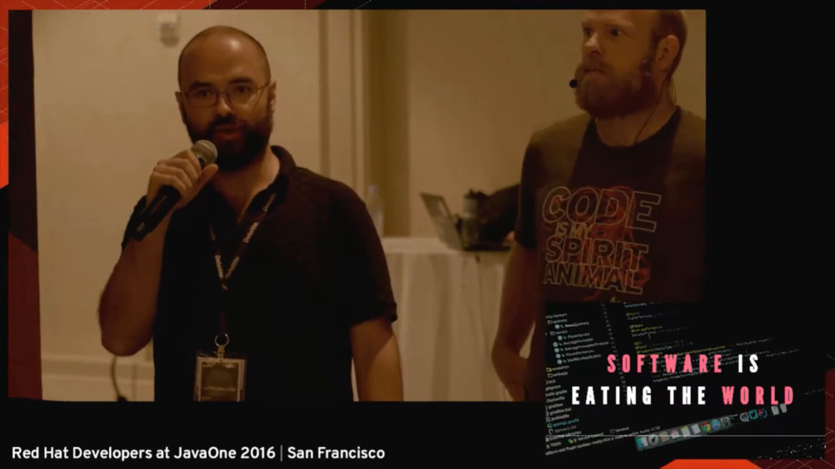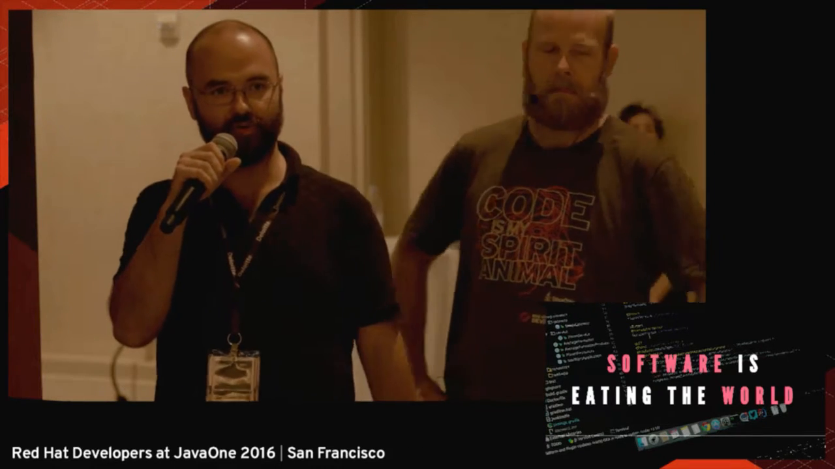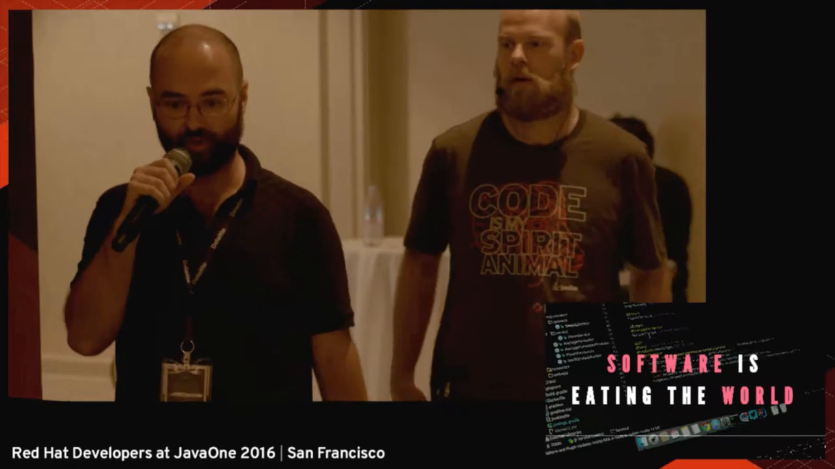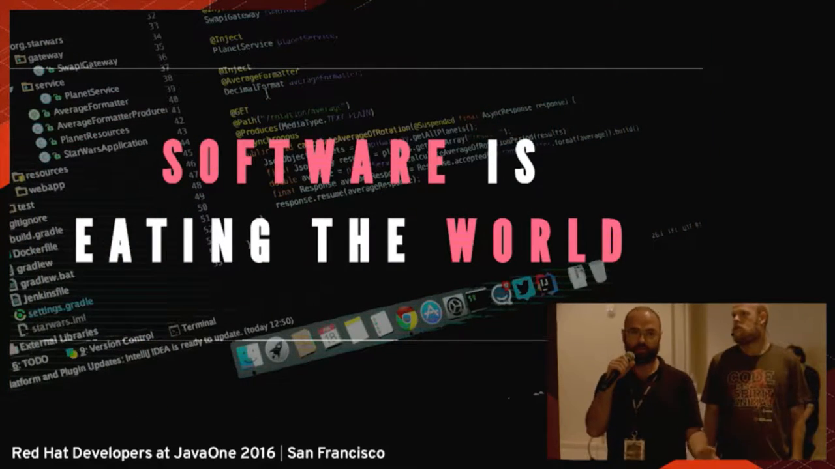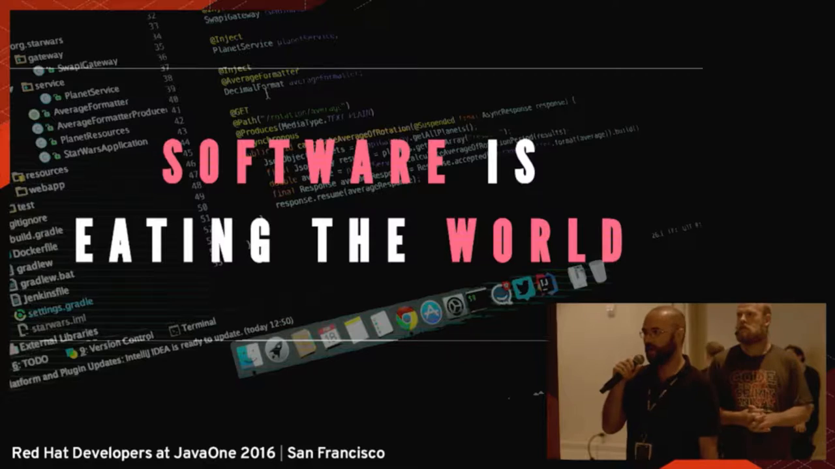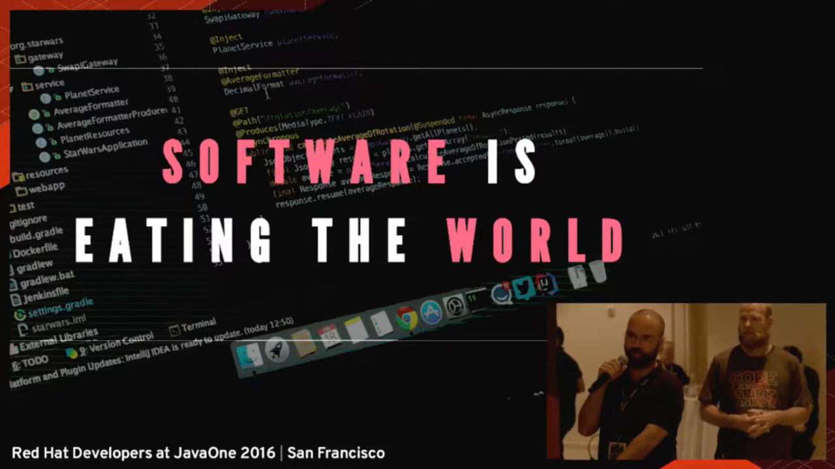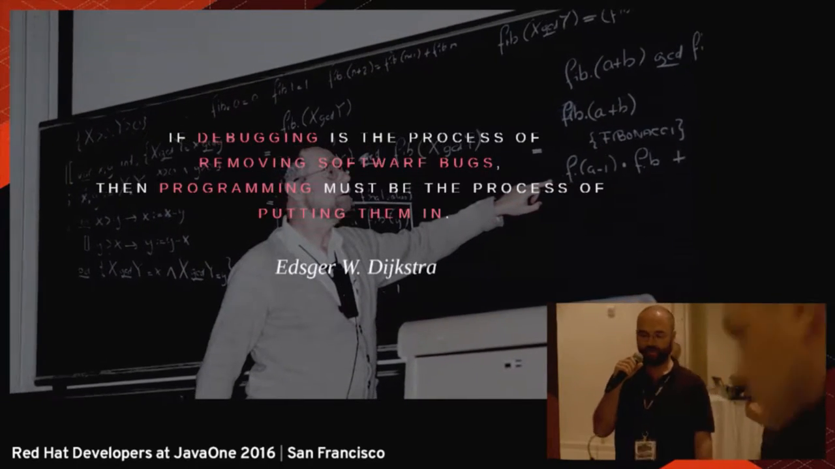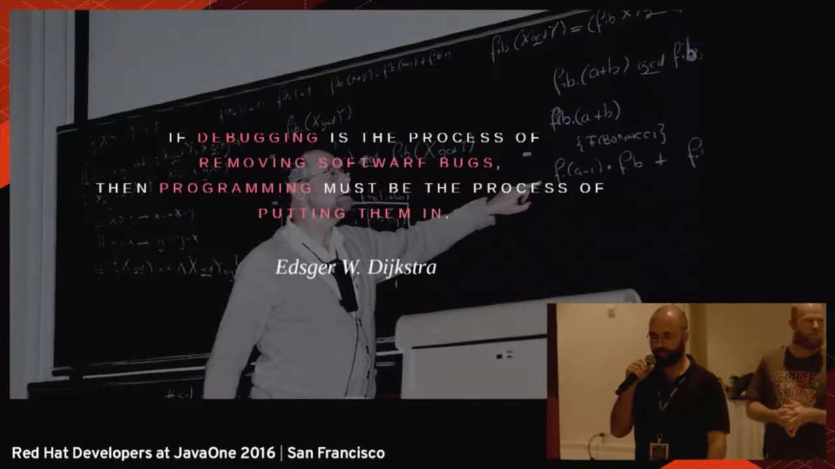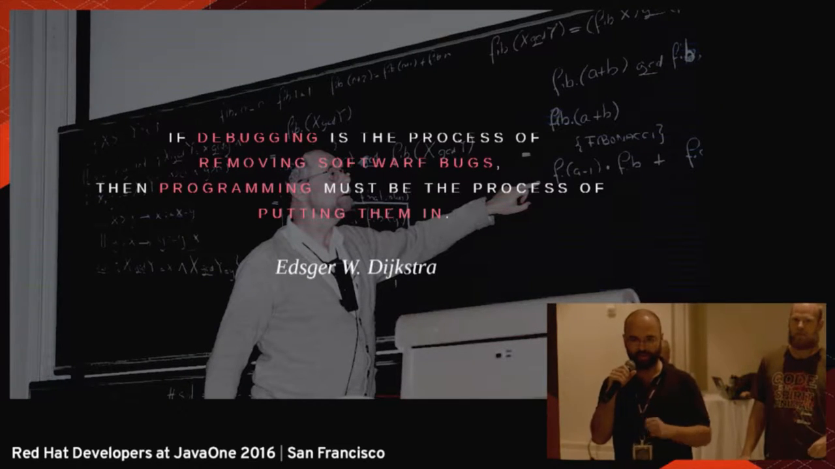It's not only on our computers, not only on our handhelds, it's also in our kitchen, it's also in our living room, it's actually also kind of driving our cars. And all of it is written by us humans, or pretty much most of it, I believe. And we as humans tend to make mistakes. And to quote one of the most important computer scientists, Edsger Dijkstra, if debugging is the process of removing software bugs, then programming must be the process of putting them in.